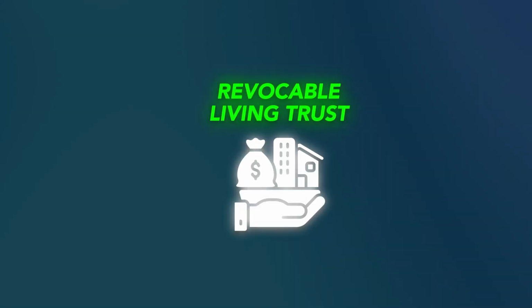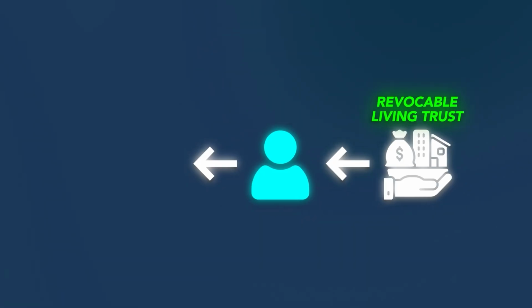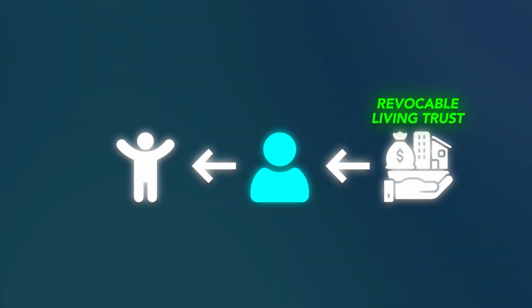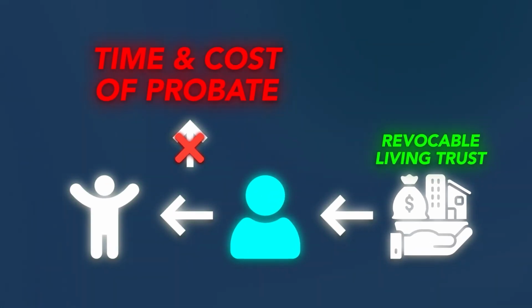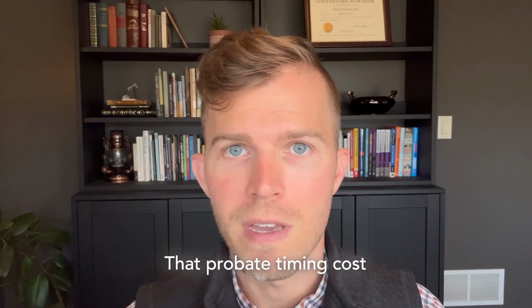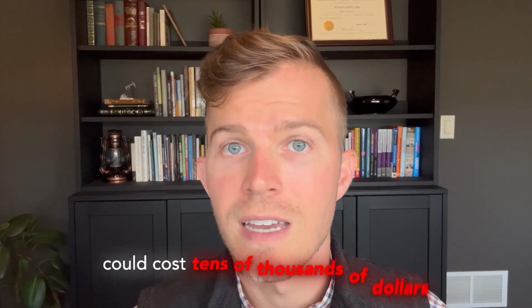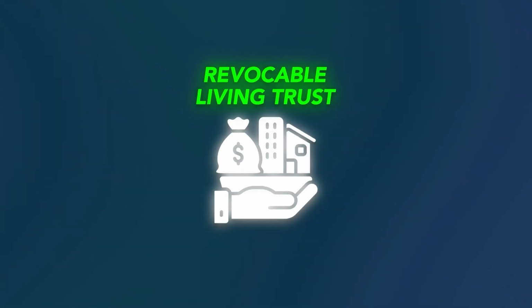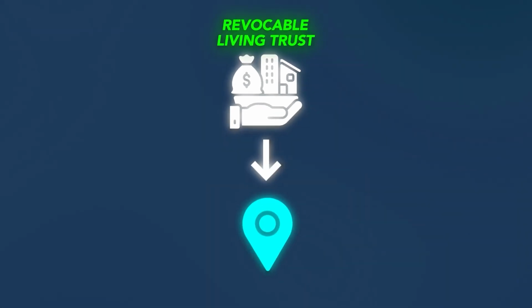A revocable living trust is going to allow your assets to pass from you to your beneficiaries without having to go through the time and the cost of probate. That probate time and cost in and of itself could cost tens of thousands of dollars. Probate is a public court process that can take months, if not years, depending on the complexity and how much is in the estate. It also exposes your financial details to the public. But with a revocable living trust, your real estate holdings transfer smoothly and privately to where you want them to go.